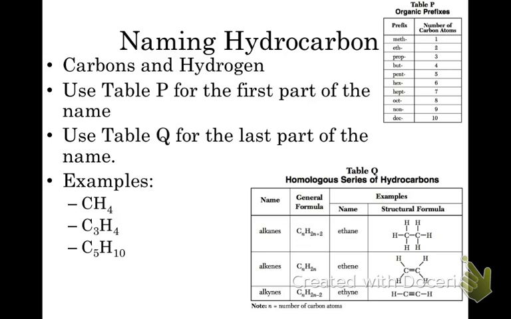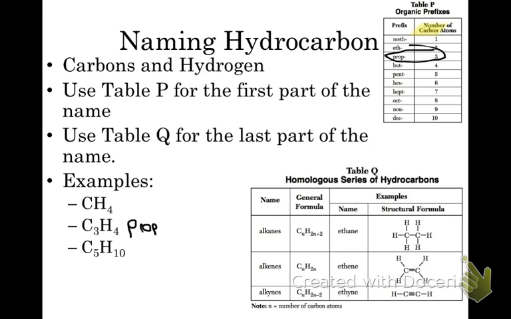Alright, then I have C3H4. I know the beginning of the name is prop, because there's 3 carbons. Again, you only use table P for the number of carbons. That's what's written right there for you that I just covered up. Only the number of carbons.